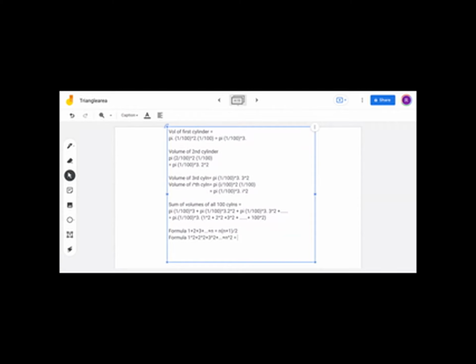Can it be n squared? See, already it has to be more than n squared. Why? Because the last term itself is n squared. So for 1 squared plus 2 squared plus 3 squared till 100 squared, can it be 100 squared, or does it have to be more than 100 squared? More than 100 squared. Yes. So does anyone know the general formula for this?